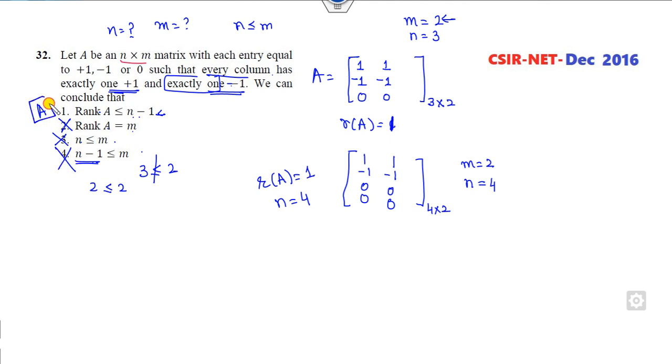The only option left is A, the right option. So that's again very simple. Choose any pair of N and M which satisfies this condition.